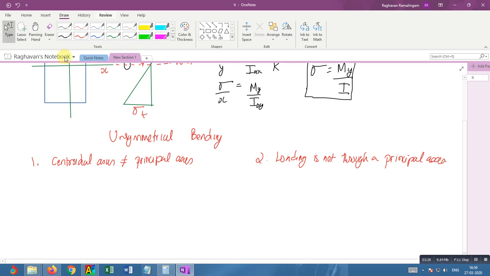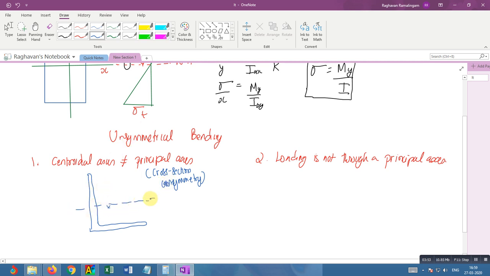Okay, so let's look at cases where these things actually happen. This happens in any unsymmetric section. So basically this deals with cross section asymmetry or unsymmetry. If it's an angle section, you have your centroidal axis this way, but your principal axis is going to be something else. So this is one case.